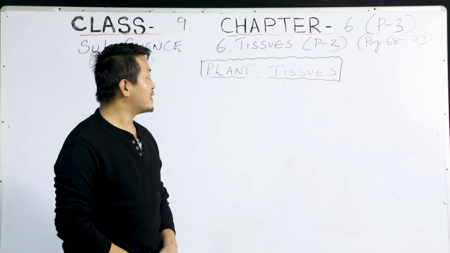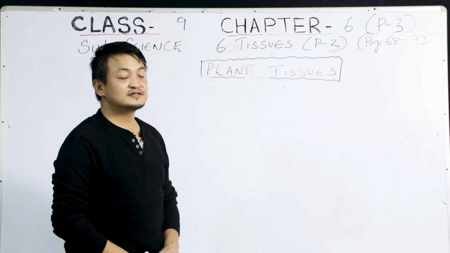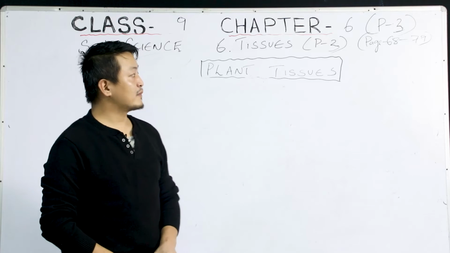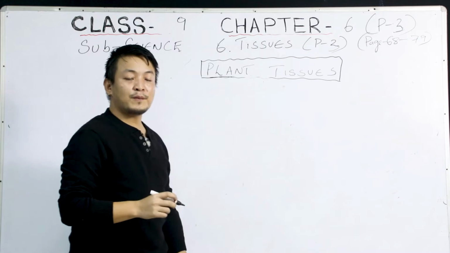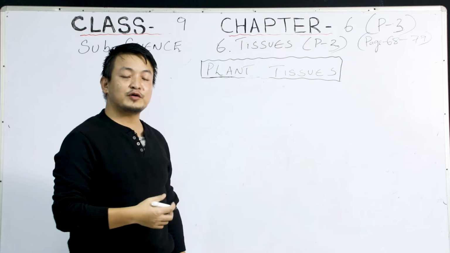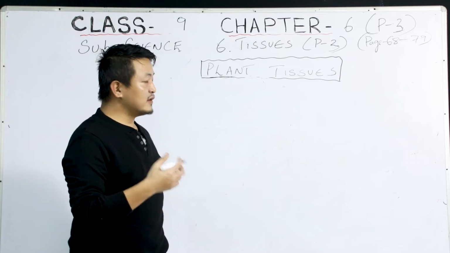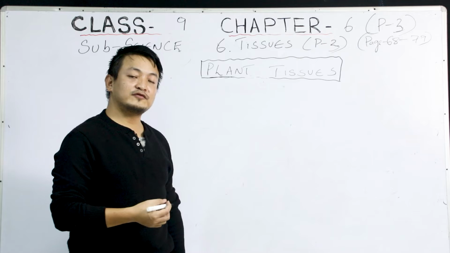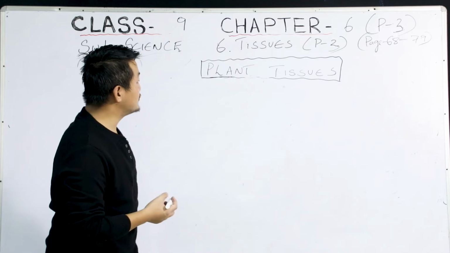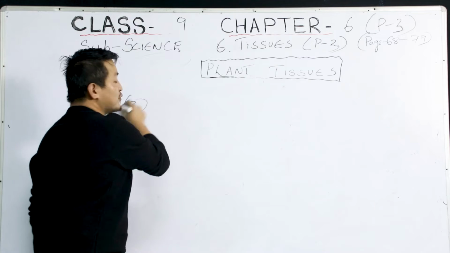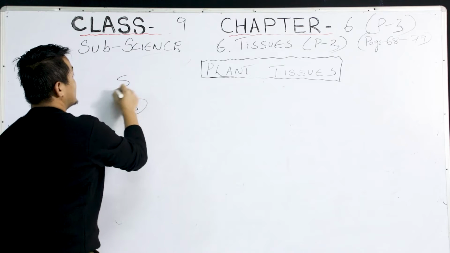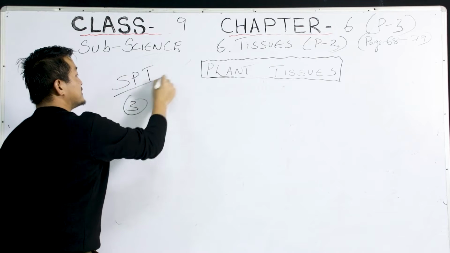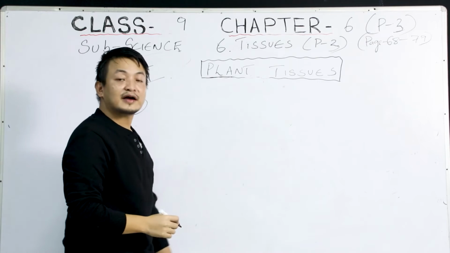So this will be part 3 for Science chapter 6, Tissue. We have already discussed plant tissue, and in the last class, we completed Collenchyma, the second type of simple permanent tissue. So today we are going to discuss the last type of simple permanent tissue, that would be Sclerenchyma.